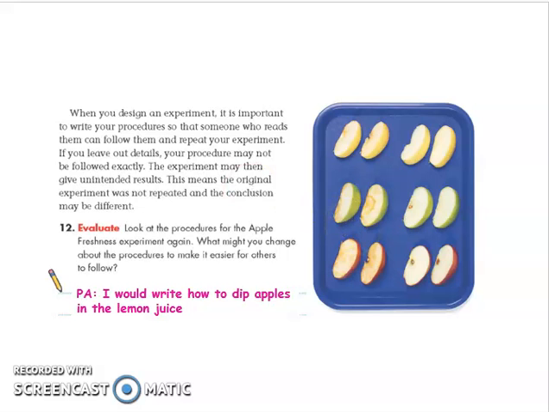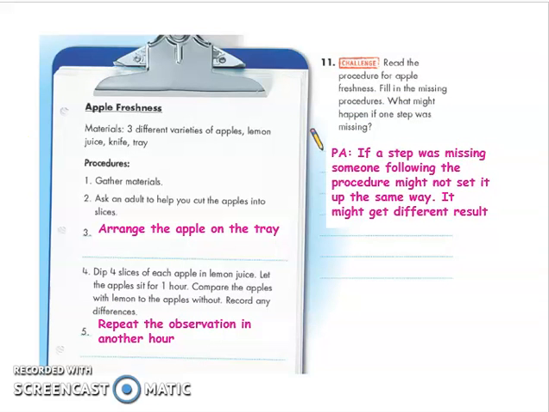Okay? Now, let's try to answer number 11. Read the procedure for apple freshness. Fill in the missing procedure. What might happen if one step was missing? What will happen if this part, for example, if I try to delete this one, what will happen if you're doing an experiment?